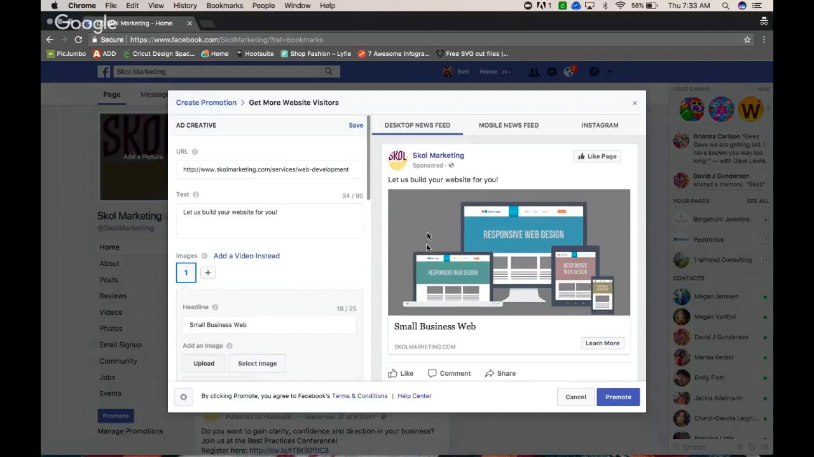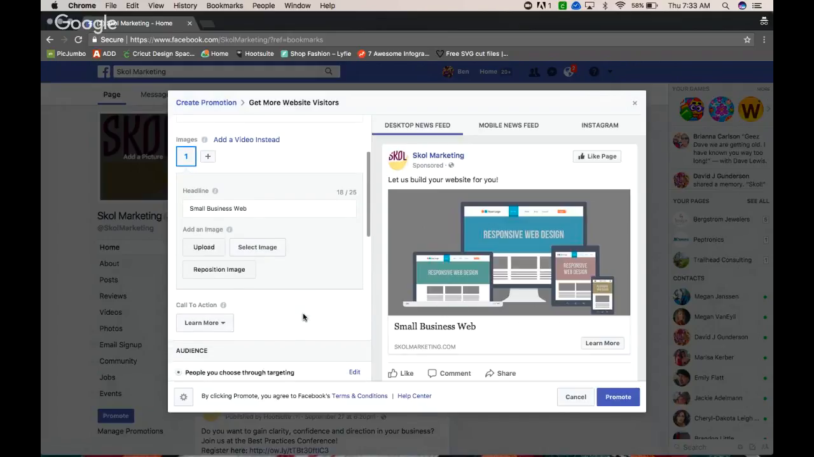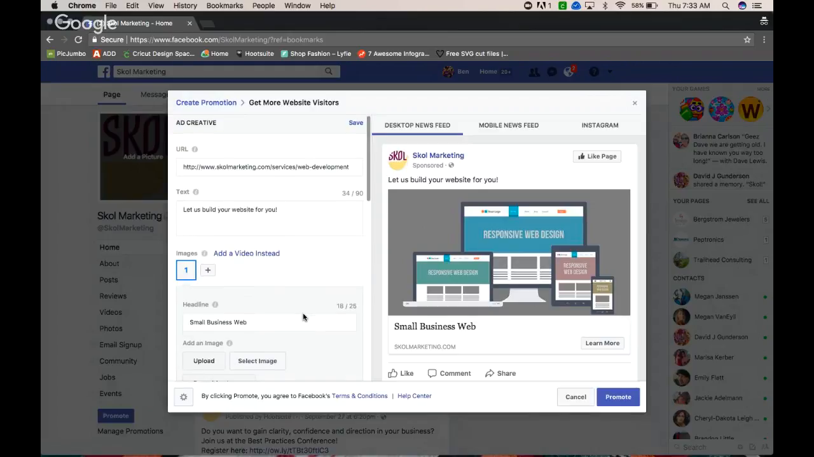What it's also doing here is, you saw the picture changed. It's actually pulling in the picture from this page on your website. If you don't want that, we're able to upload an image, select an image of your own. The headline, we're going to change right here as well. So you're going to have to figure out which one is going to be right for you, but that's what we're looking at.